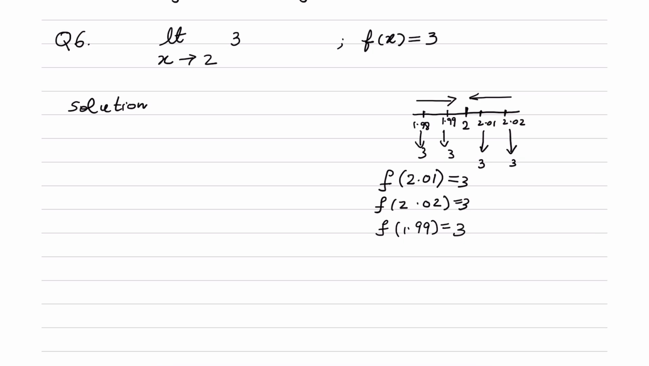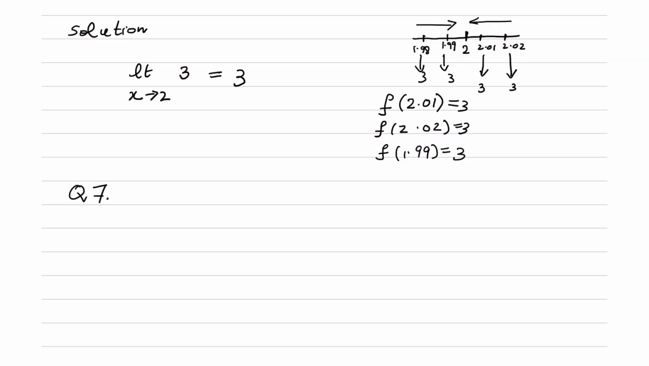So we can say that the limit of a constant function 3 when x is approaching 2 is still the constant. So know that the limit of a constant function remains unchanged.